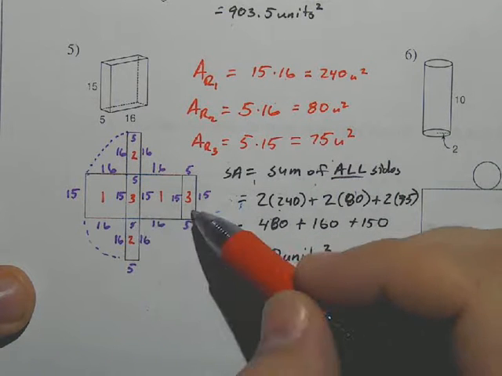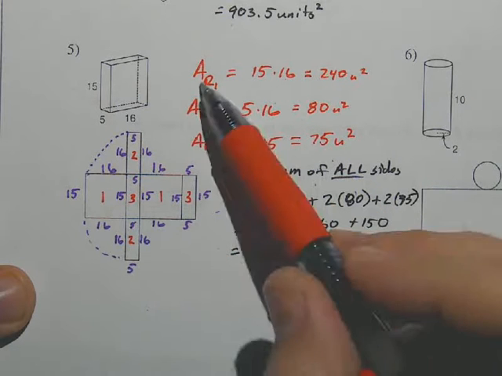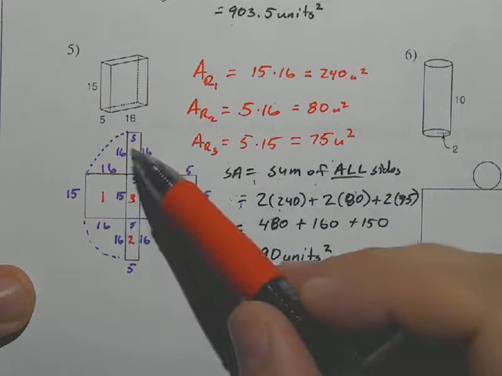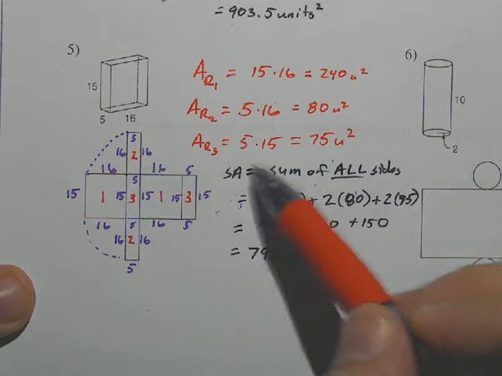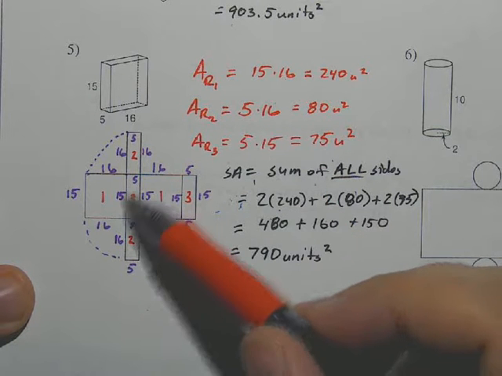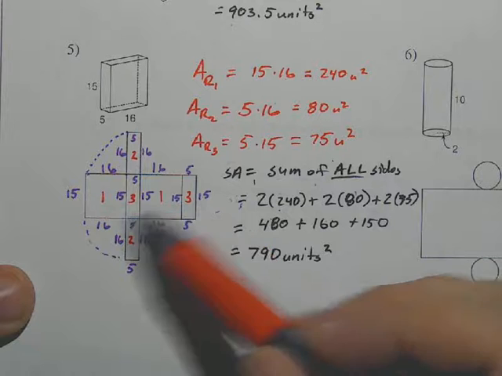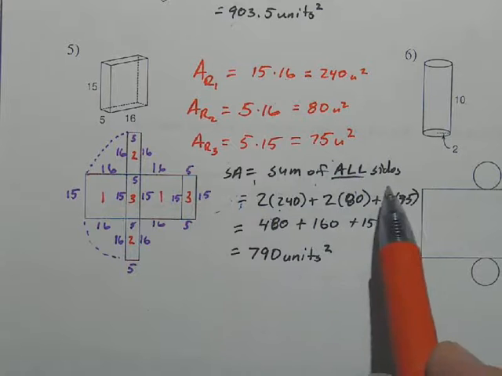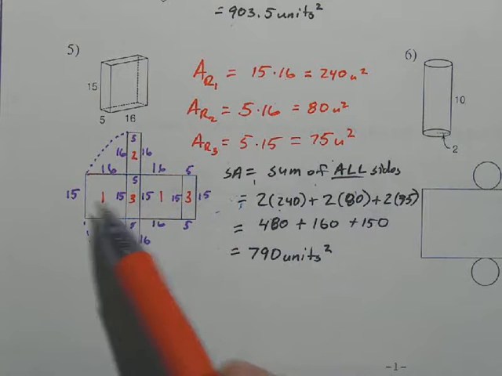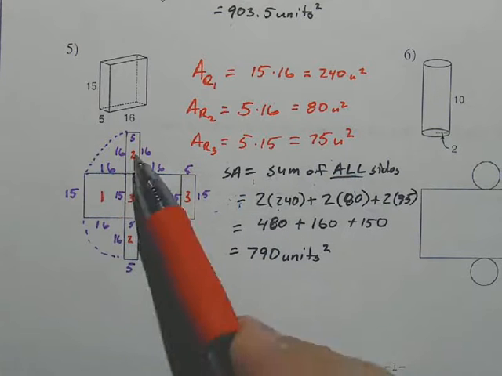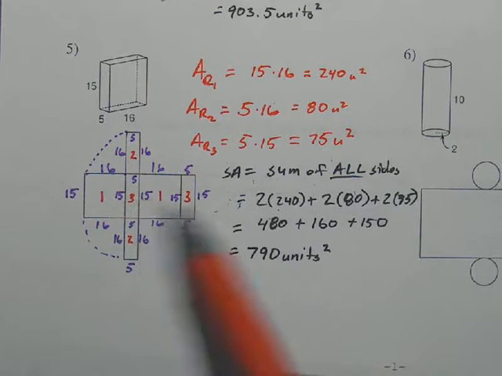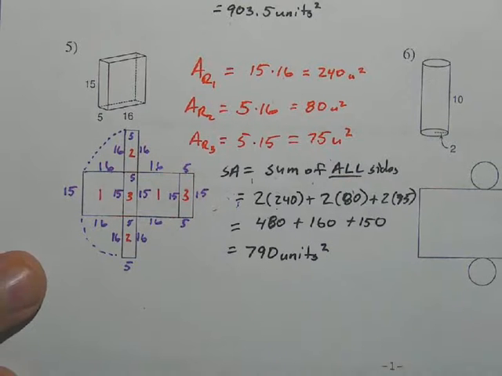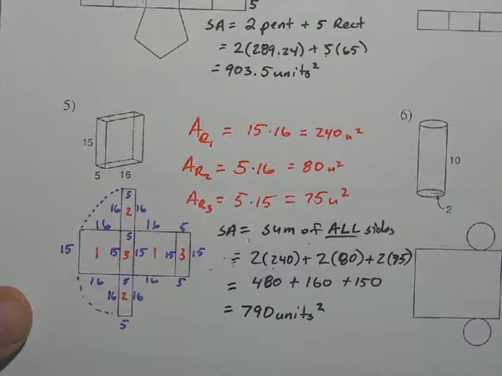Alright, so now we called this rectangle 1, rectangle 2, and rectangle 3. So I found the area of each one of them. Area 1 is 15 times 16, which is 240. Area 2 is 5 by 16, which is going to be 80. And area 3 is going to be 5 times 15, which is 75. Now there's 2 of each of those, and we said that the surface area is the sum of all sides. So you're going to add together 2 240s for the big ones, 2 80s for the number 2s, and 2 75s for the number 3s. Add all that together and you get 790 units squared.